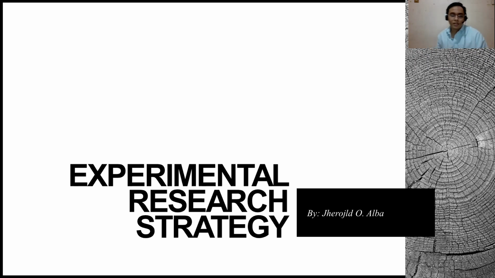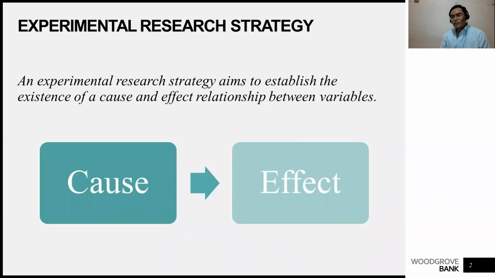My topic is Chapter 7 Experimental Research Strategy. Okay, what is an experimental research strategy? An experimental research strategy is a strategy that aims to establish the existence of a cause and effect relationship between variables. In a basic sense, the experimental research strategy is the strategy to determine which is the cause and which is the effect in a phenomenon.